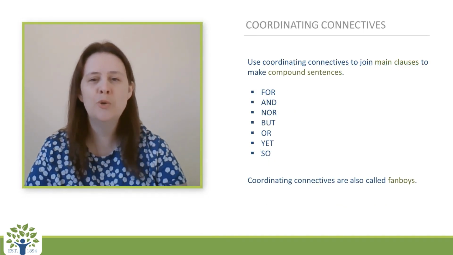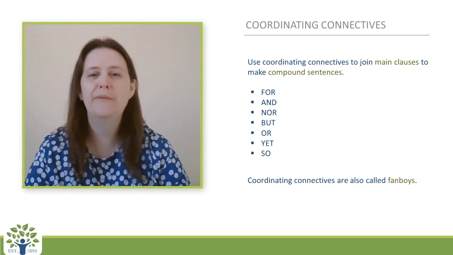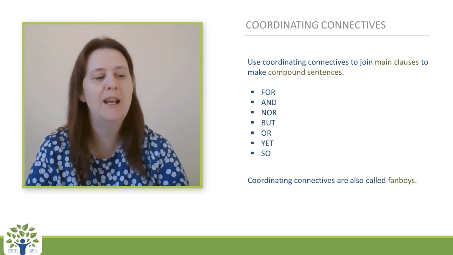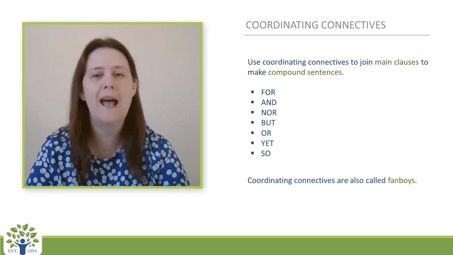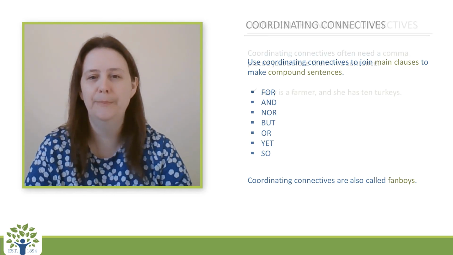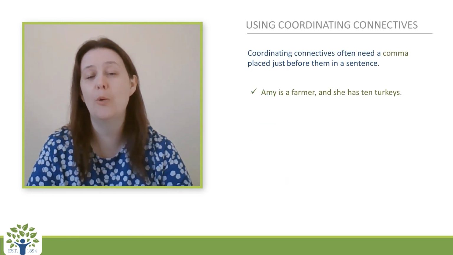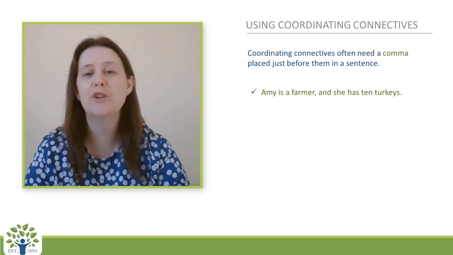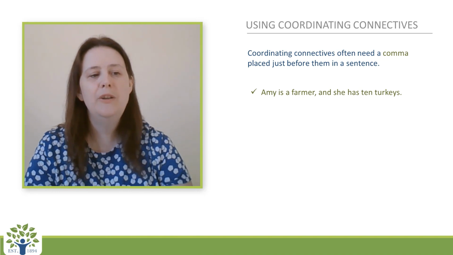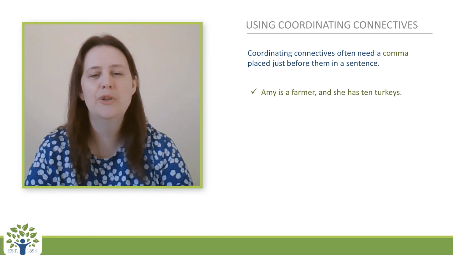This is a good way of remembering some simple connectives that you can use. It's called FANBOYS, and this is just a list that you could remember. It relates to the connectives for, and, nor, but, or, yet, and so. By using these connectives in a sentence, you would make a compound sentence, and I'll show you some examples of this. When you use them, you actually need to use a comma before them.